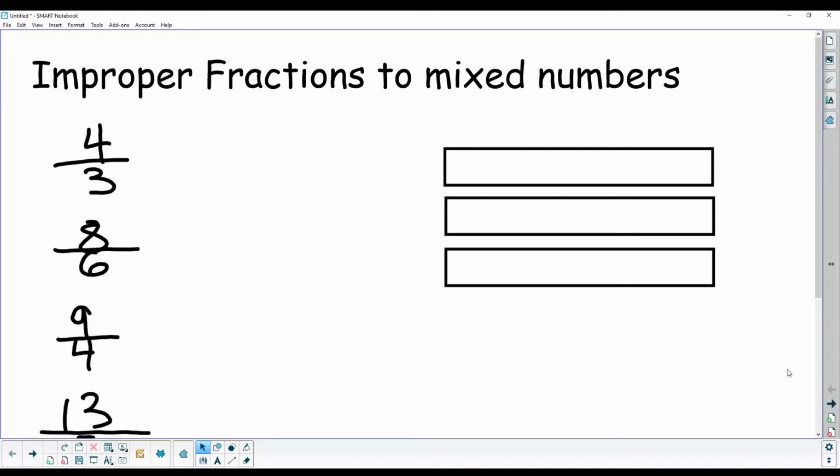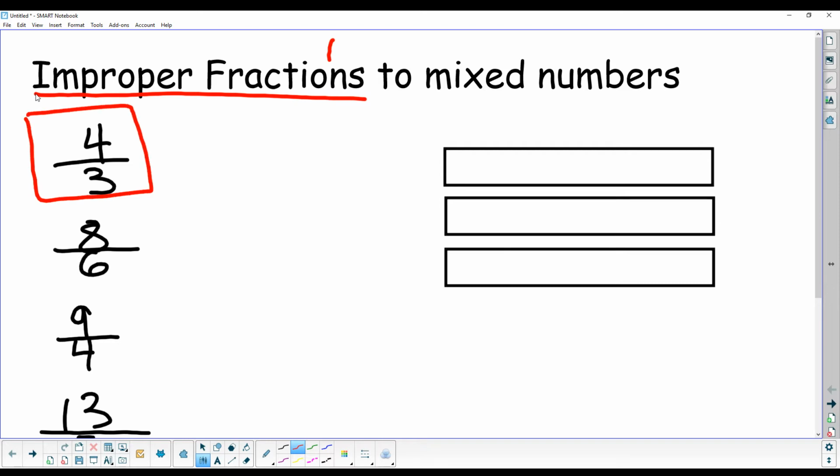When you hear improper fractions, what improper fractions really means is just a fraction that's more than one whole. So what that means, for example, is when I look at this fraction of 4/3, my numerator, my top number, is bigger than my denominator.